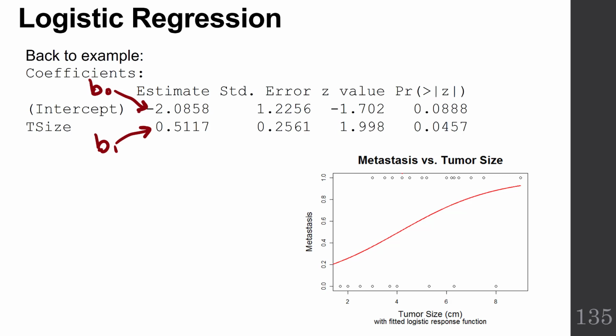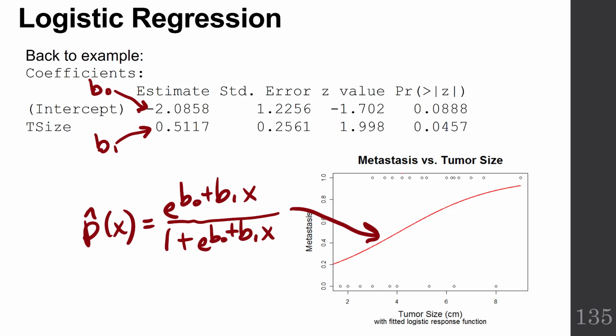And then what we are modeling here, that S-shaped curve on our picture, is the estimated probabilities of tumor metastasis. And remember, we just derived that equation. It's e to the b naught plus b1x divided by 1 plus e to the b naught plus b1x. Of course, we had betas in it a minute ago, but now we're dealing with our sample estimates.